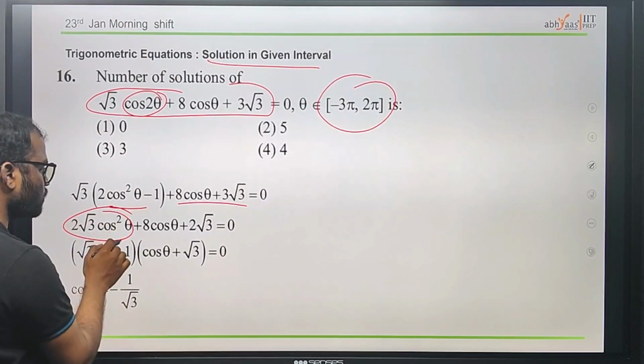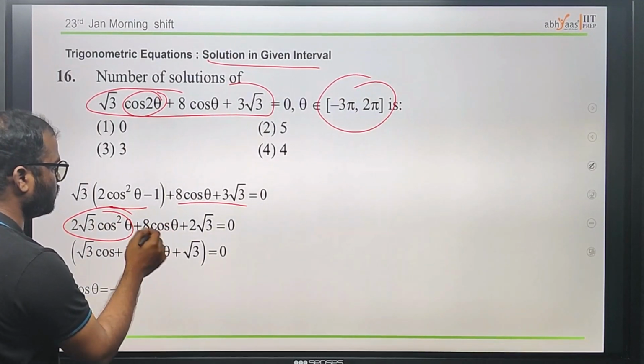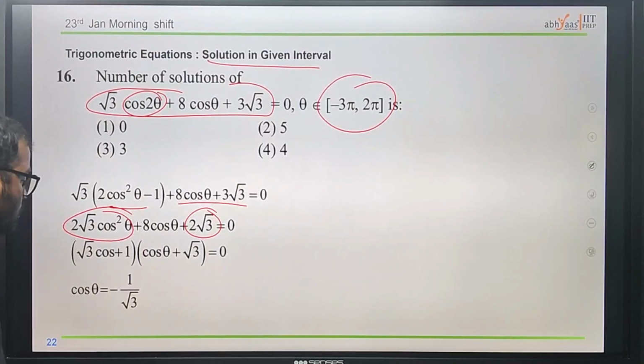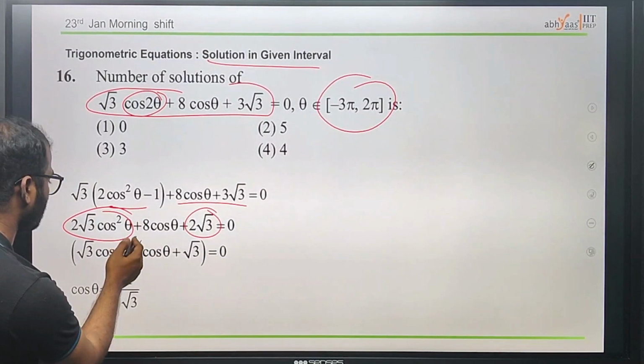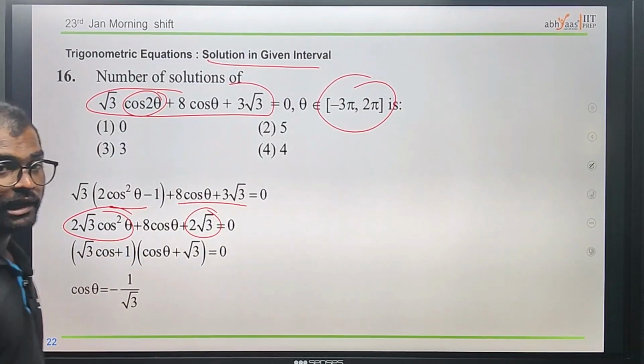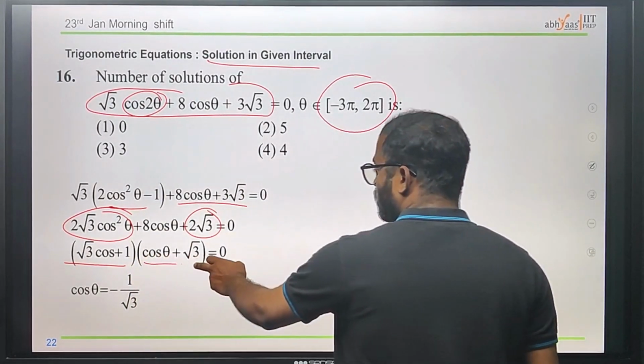Next, minus root 3, which will lead to 2 root 3. Now just take it as common from here, 2 root 3 can be taken as common. Now cos theta plus root 3.